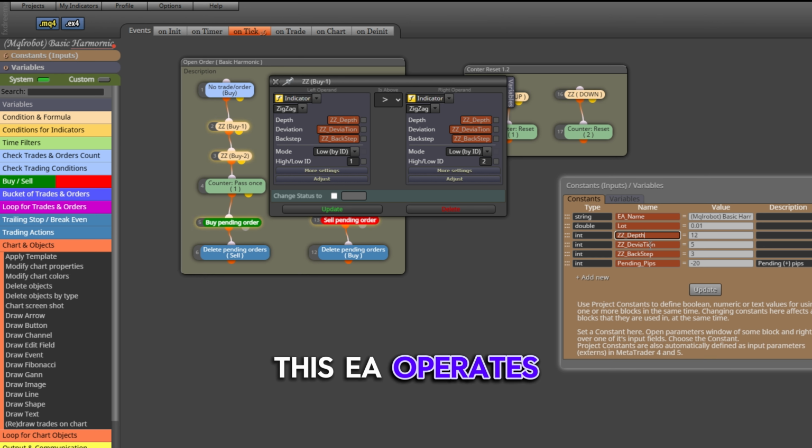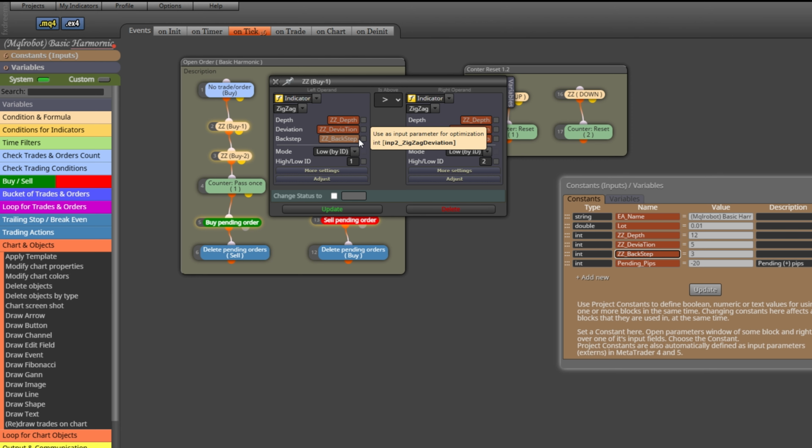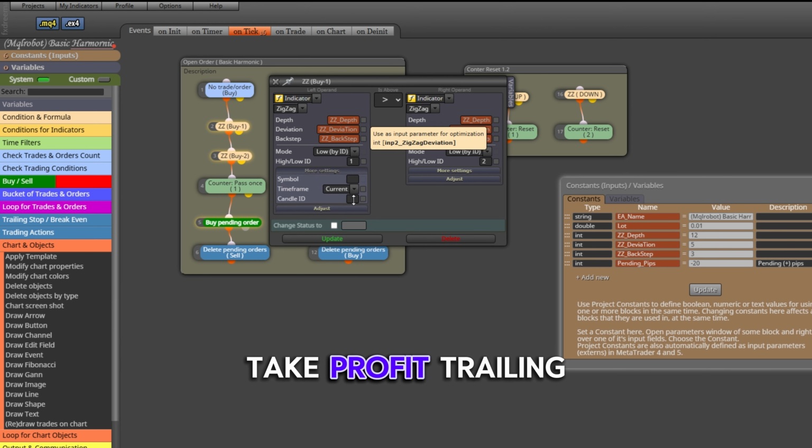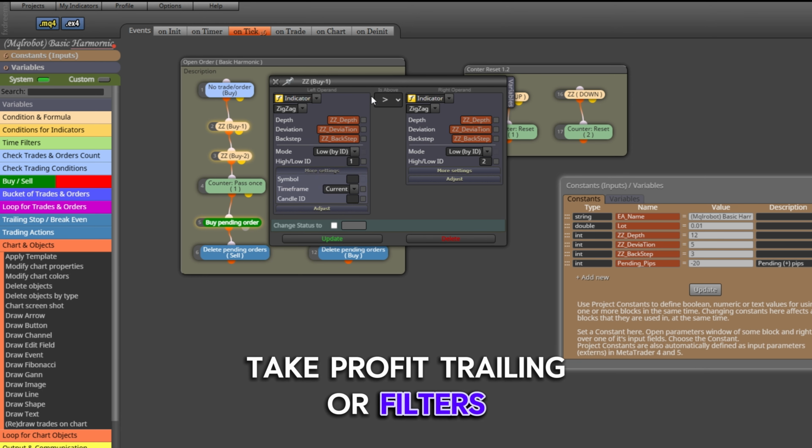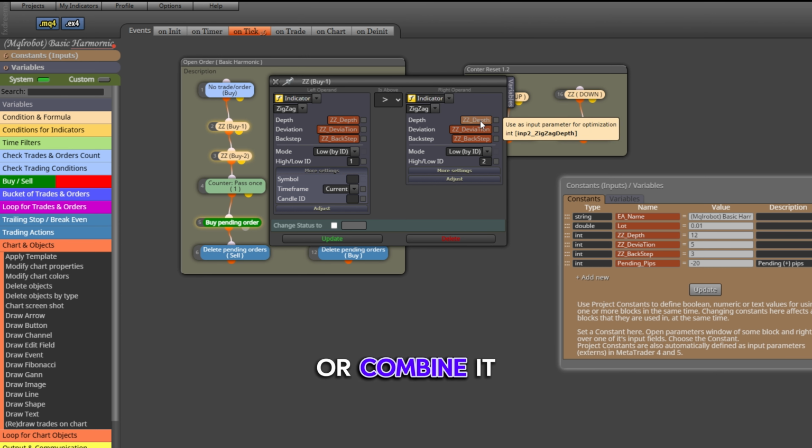This EA operates based on pattern recognition only. It does not include stop loss, take profit, trailing, or filters, which allows users to later customize or combine it with their own strategy logic.